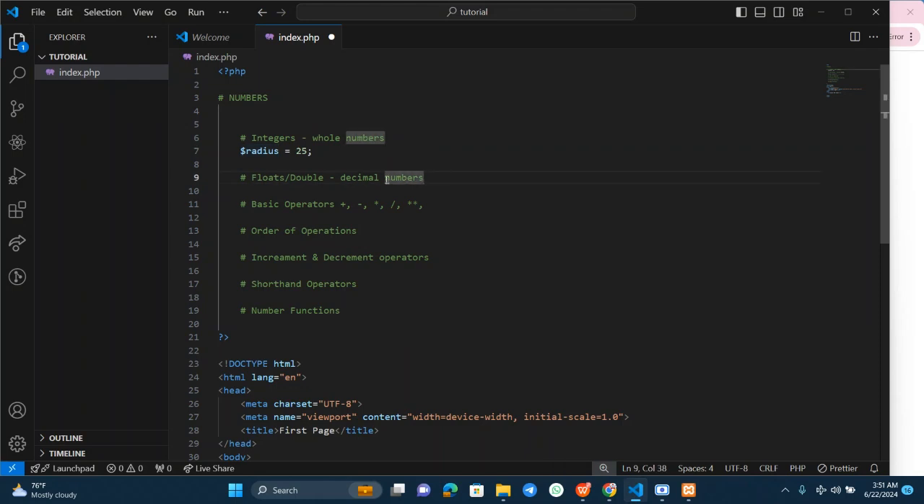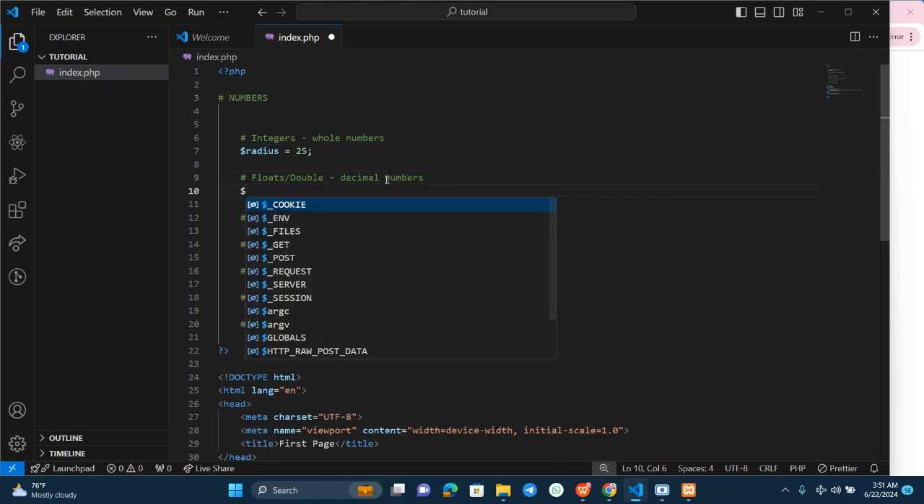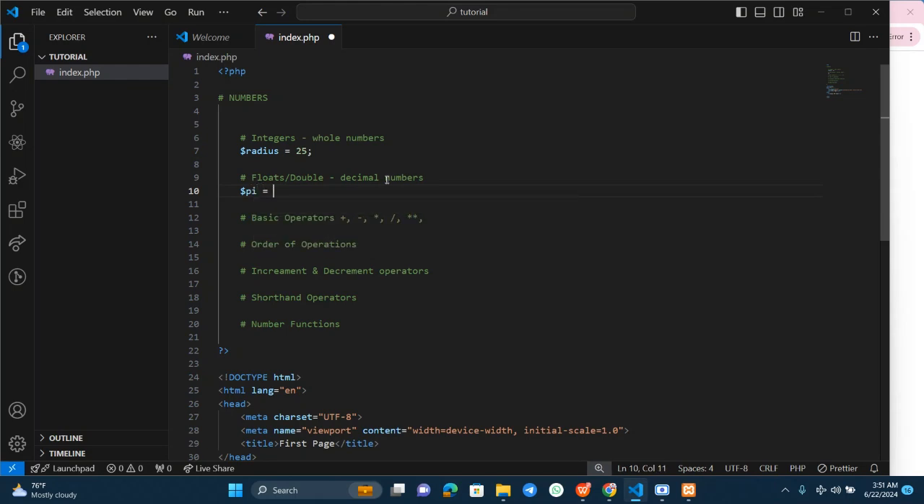And then as for floats, which have a decimal sign, let me give it a variable name, pi, equals 3.142. Can you see this now? Since it is in decimal place, it's regarded as a float or a double. Both of them are still numbers.